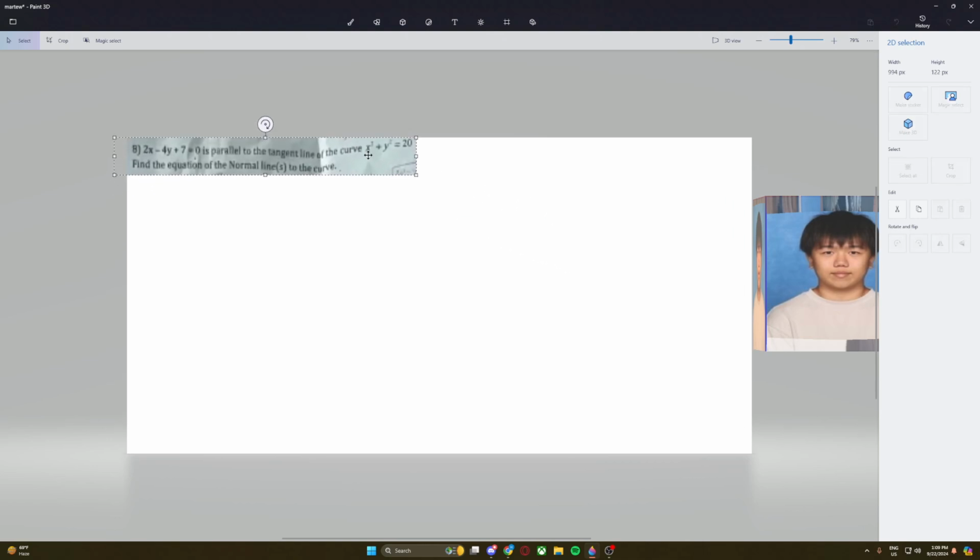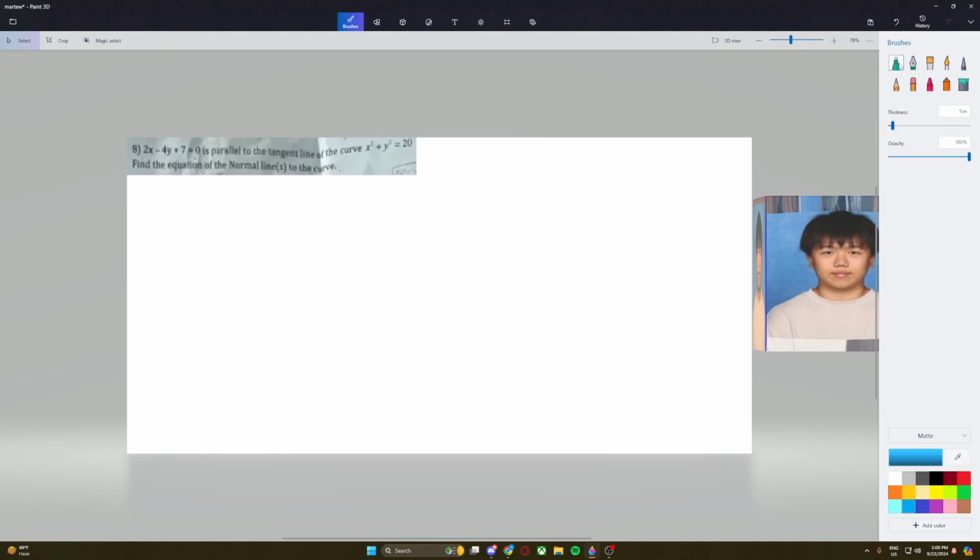That's easy to read. Alright. So we're given an equation that's parallel to the tangent line of the curve x squared plus y squared equals 20. I instantly turn this into a readable equation: 2x plus 7 equals 4y. Okay, so y equals 1/2 x plus 7 over 4. So that's off the bat.